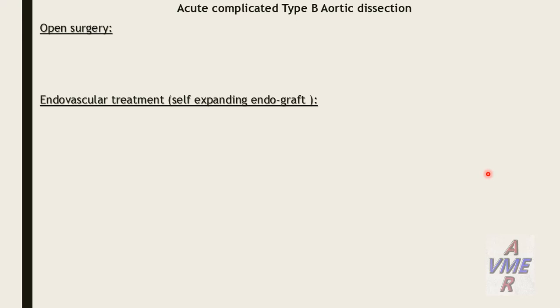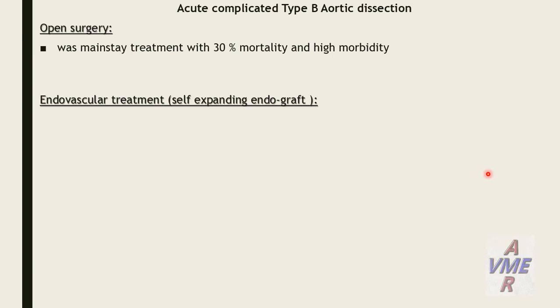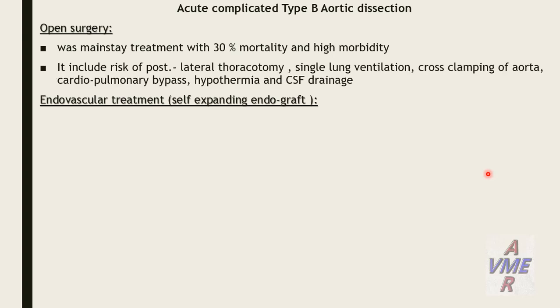Acute complicated type B aortic dissection. We have open surgery, which was the mainstay treatment in the past, with 30% mortality and high morbidity. It includes the risks of posterolateral thoracotomy, single lung ventilation, cross-clamp of the aorta, cardiopulmonary bypass, hypothermia, and CSF drainage.